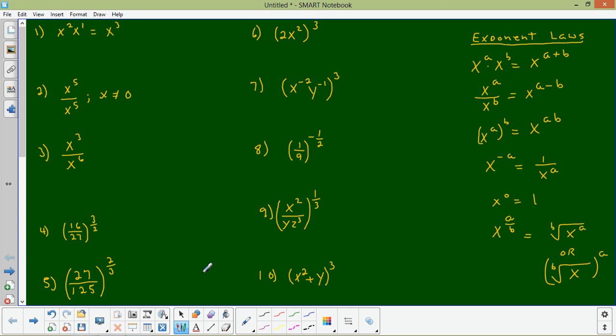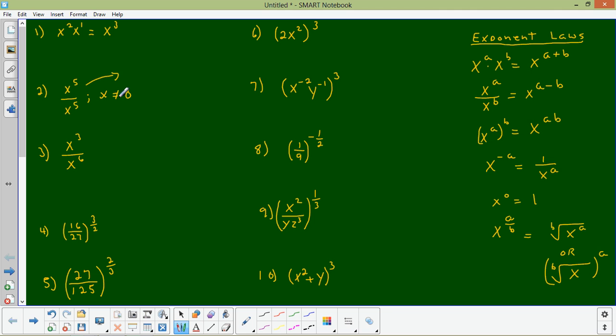The first one gives you x to the second times x. And of course, you have to remember that x has an exponent on it of 1. So we're applying that first exponent law, x to the a times x to the b equals x to the a plus b. As a result, we get x to the third, which is probably pretty obvious and pretty well known.